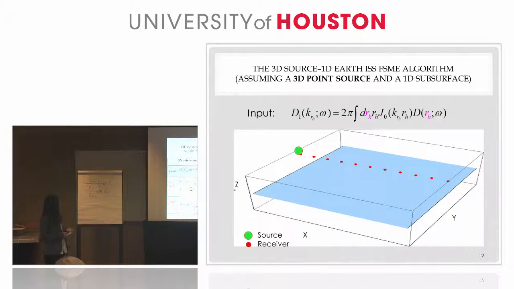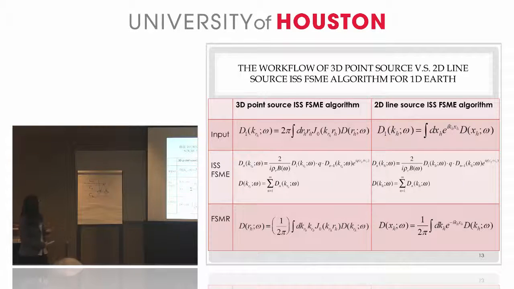Let me give a chart to compare these two different source dimension assumption algorithms. In this first column is the workflow to implement this 3D source 1D Earth surface multiple algorithm. And in the second column here, we give you the workflow for the widely used 2D line source 1D Earth surface multiple elimination algorithm. Next, we will show you what kind of difference these two algorithms can make for 3D point source data.